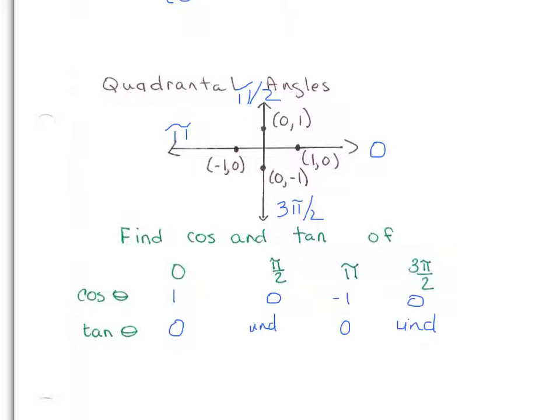And you could find any of the trig functions of these. They are called quadrantal angles because they lie on the axis. If you're talking about a quadrantal angle, it lies on either the x-axis or the y-axis. And that would be your 0, pi over 2, pi, 3 pi over 2, or 0, 90, 180, 270. So those are your quadrantal angles.